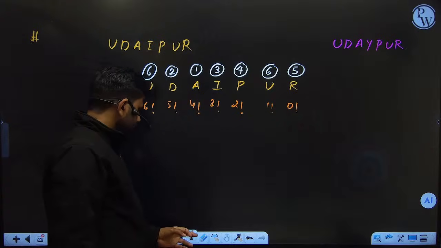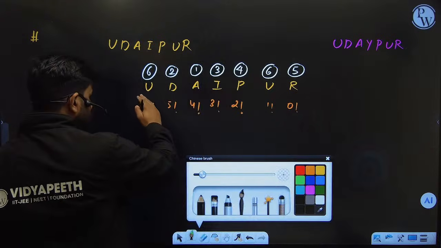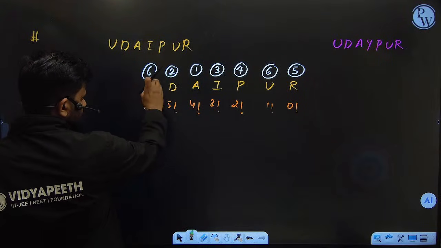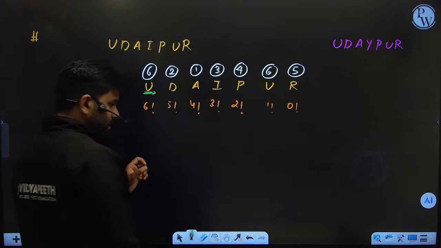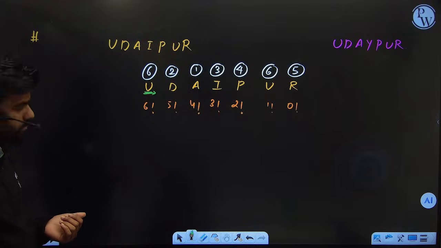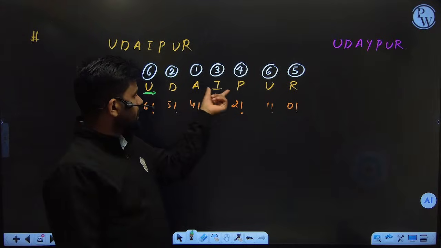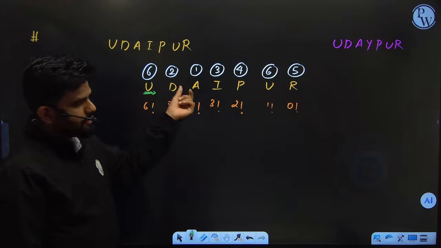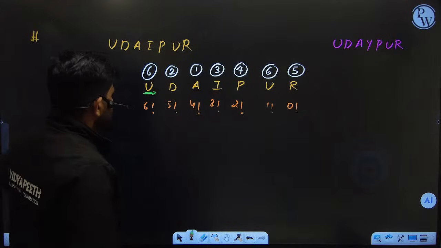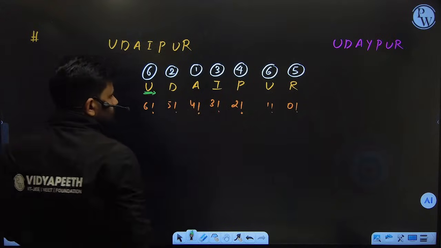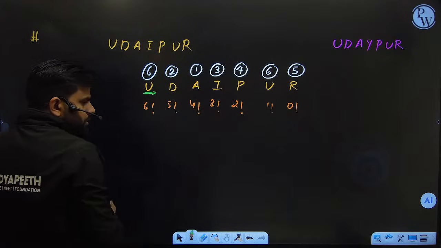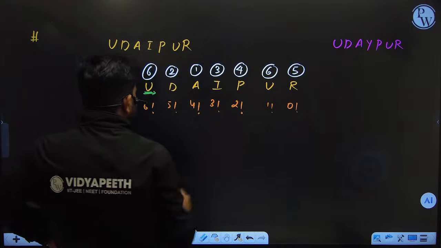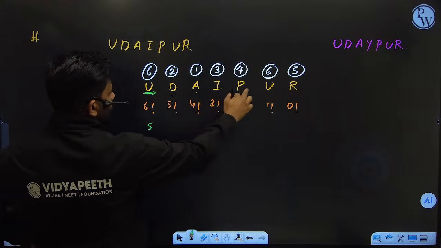Now if we see the first letter going left to right, the first letter is U. How many of the letters on the right side of U are smaller than U? That means how many letters will appear before U if we go in sequence from A to Z. All of them are smaller than U, or will come before U. But this U is repeating, so I will not count this U. So there will be a total of 5 letters: 1, 2, 3, 4, 5.